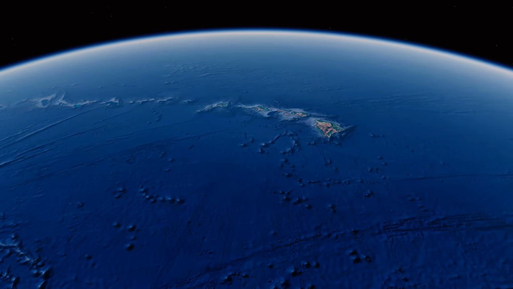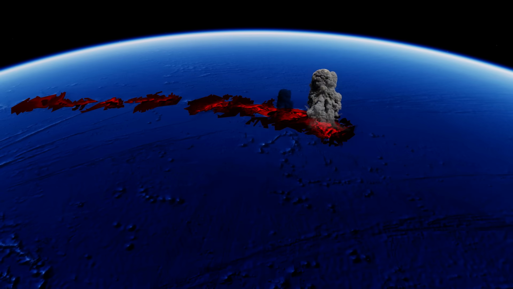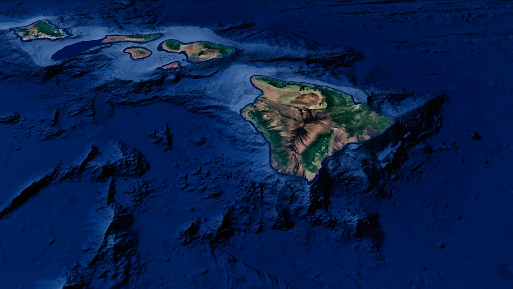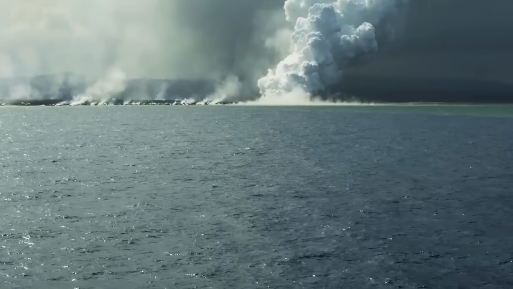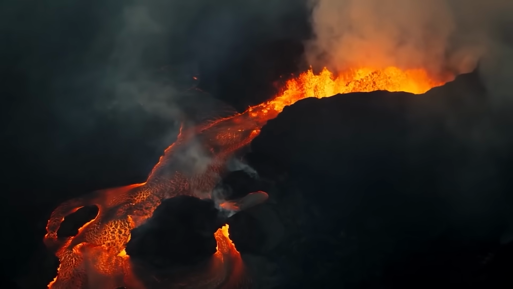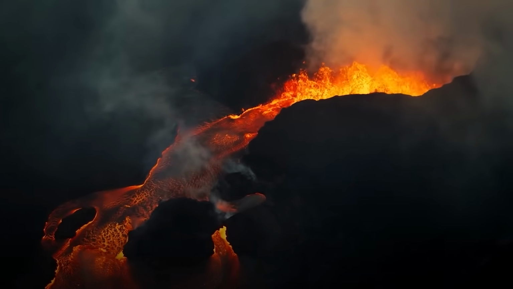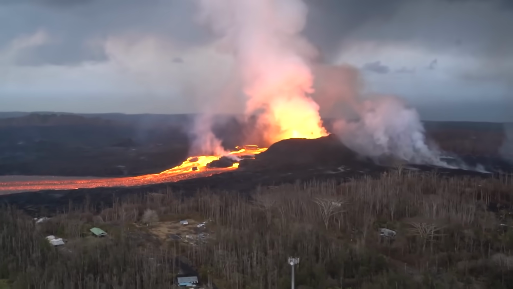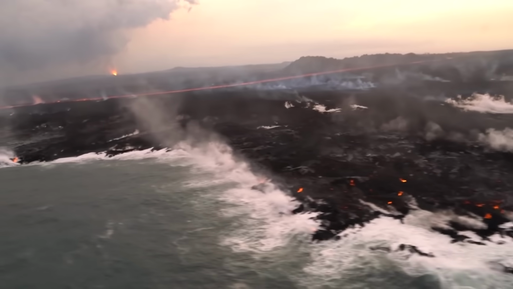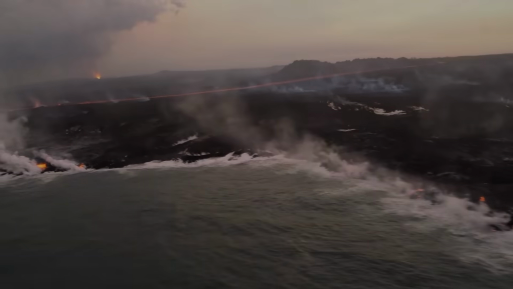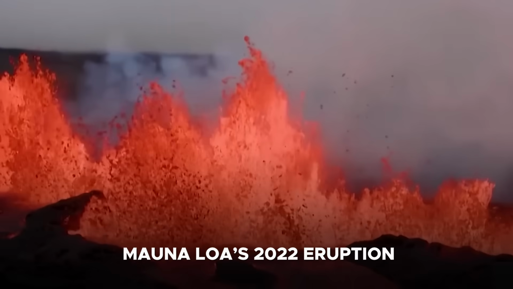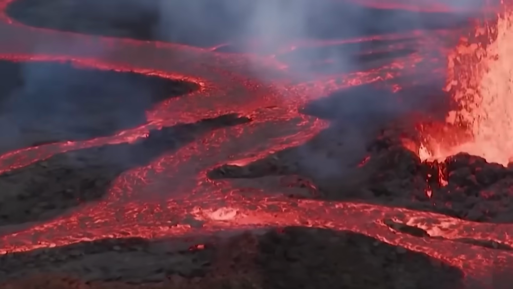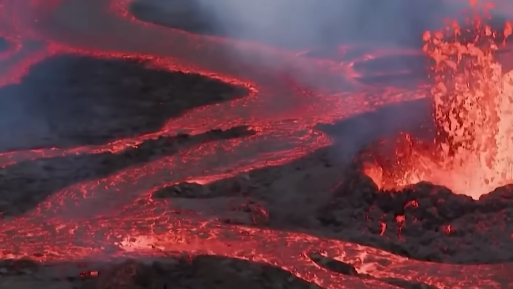The most immediate geological threat along the Hawaiian Ridge is volcanic activity, concentrated on the Big Island. Kilauea and Mauna Loa are among the most active volcanoes on Earth, erupting frequently and producing vast lava flows that reshape the landscape. Kilauea's 2018 eruption destroyed over 700 homes and added more than 300 hectares of new land to the island. Mauna Loa's 2022 eruption sent lava flows toward populated areas, a stark reminder of the island's volatility.